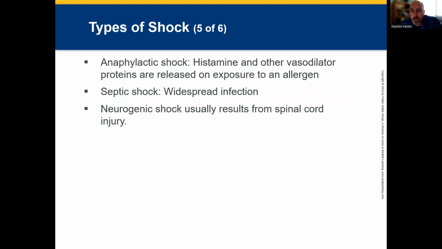All right, anaphylactic shock is when histamine and other vasodilator proteins are released on exposure to an allergen. And we'll talk about how to treat those at the AEMT level. Septic shock is a result of widespread infection throughout the body. We'll talk about how to treat that. Neurogenic shock results from spinal cord injury itself, and we'll talk about what happens there.